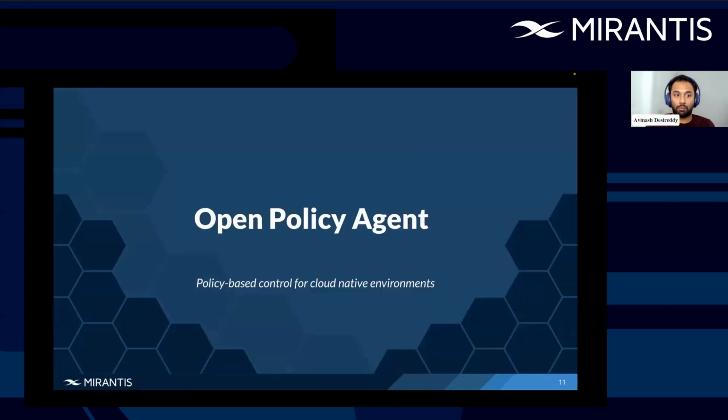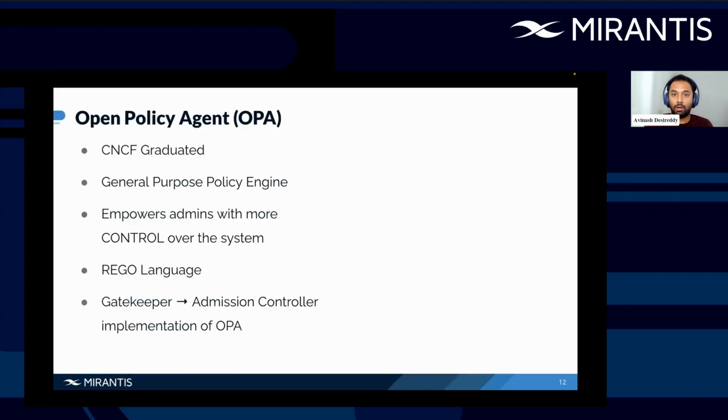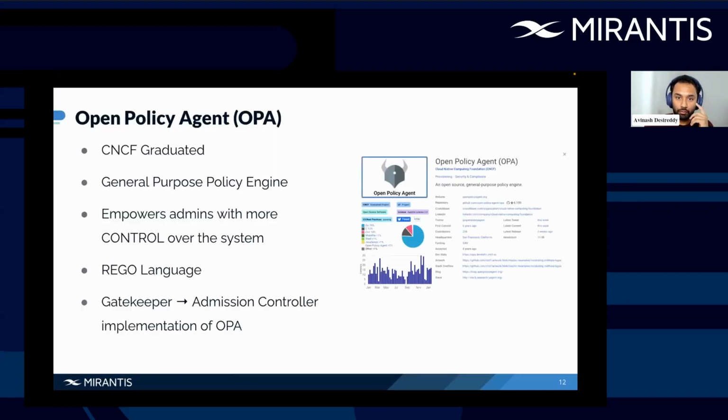So what exactly is OPA? It's policy-based control for cloud native environments. OPA is an open source project, CNCF graduated, and it's a general purpose policy engine that enables unified, context-aware policy enforcement across the entire stack. We went through an example of why it is important to apply policies on a Kubernetes cluster, but since OPA is a general purpose policy engine, we can apply the policies on a wide range of tools.